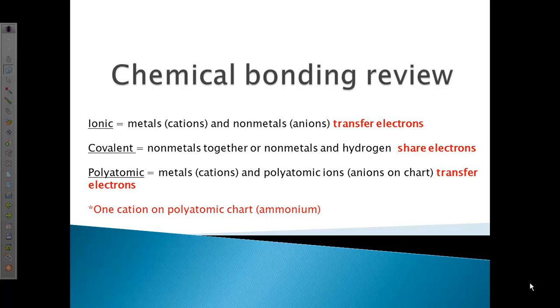You've got your ionic bonds, which are between the metals and the nonmetals. Metals will give up electrons, making them cations. Nonmetals will tend to take electrons because they're closer to the noble gases in their electron configuration, so they'll tend to take them. And so there's a complete transfer.